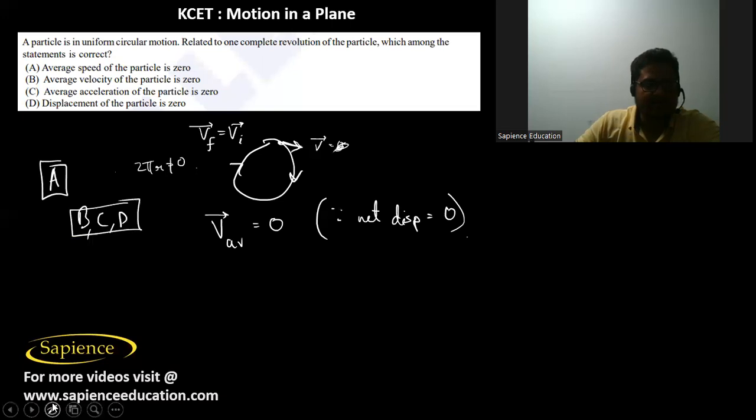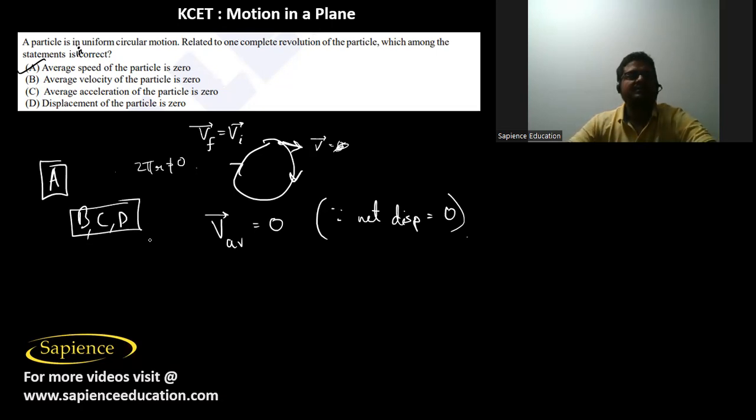So here probably it should have been asked which of the statements is incorrect. So option A is the incorrect statement. The remaining three, B, C and D, are correct options, meaning they are correct statements.